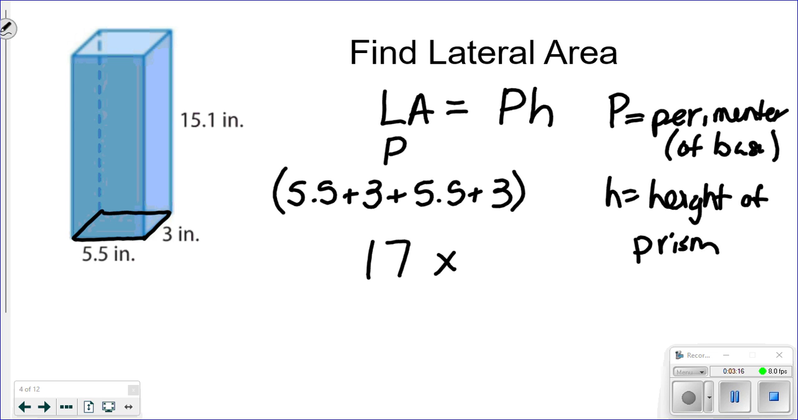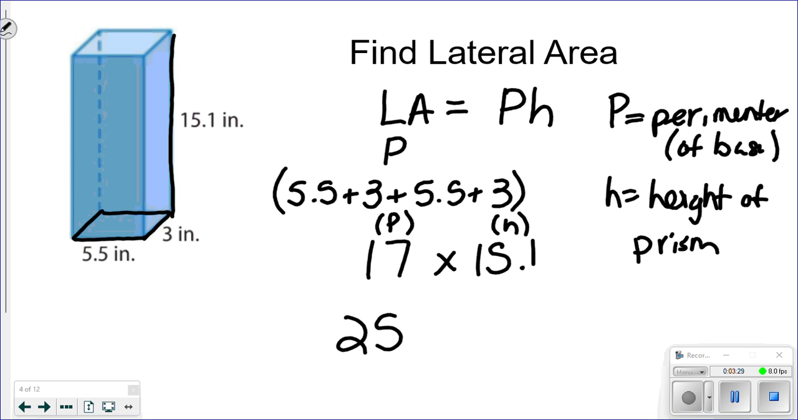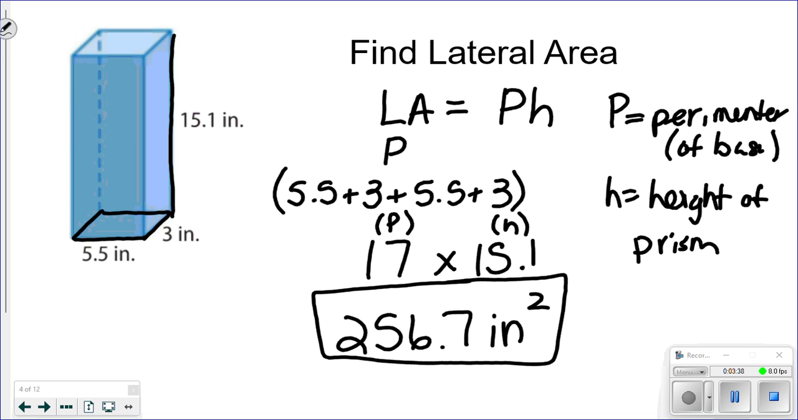Now I'm going to multiply by the height of the whole prism, times 15.1. This is my P, this is my H, and I'm multiplying them together. And I get 256.7 inches squared, rounded to the nearest tenth. Now, area is squared. Now let me show you what we just found. We found the area of the front, the sides, and the back of this figure. This is the lateral area. Remember, the surface area includes everything, and we're going to talk about that in a second.